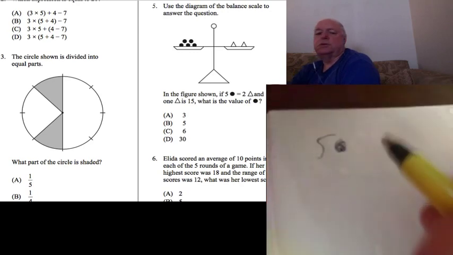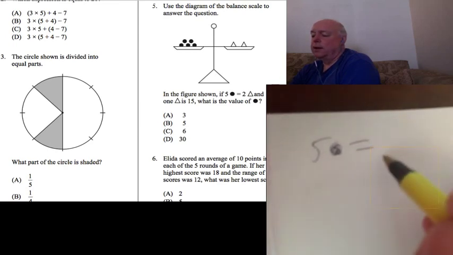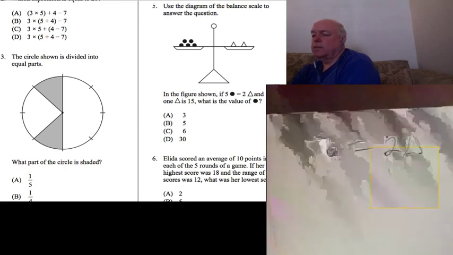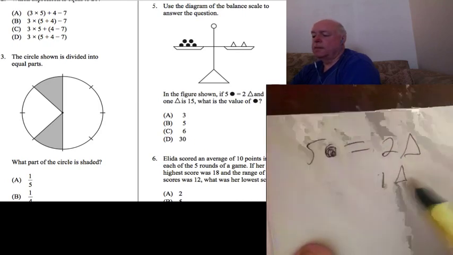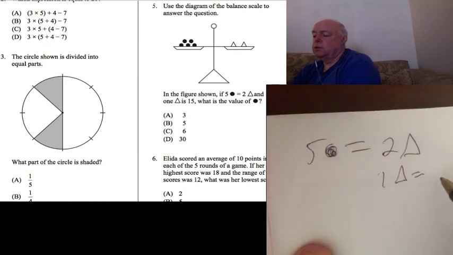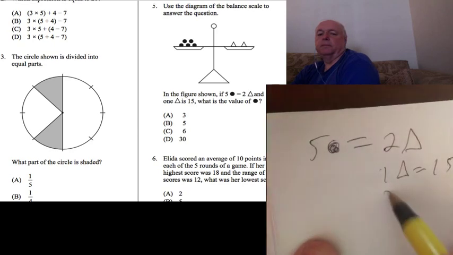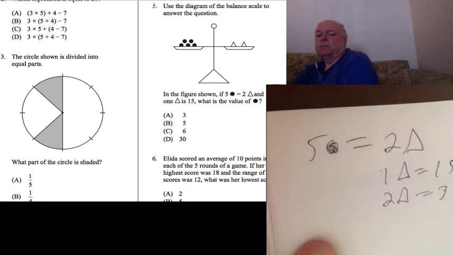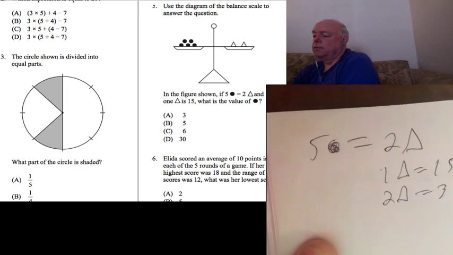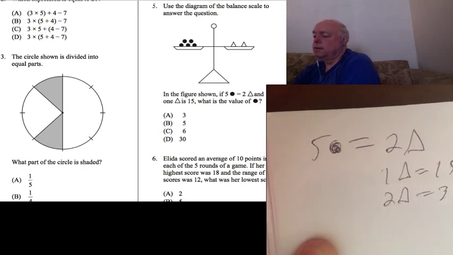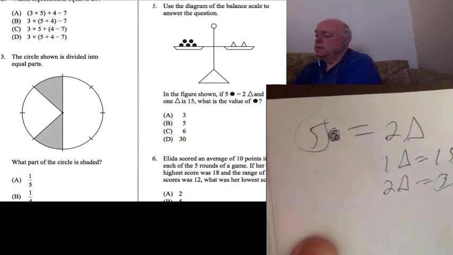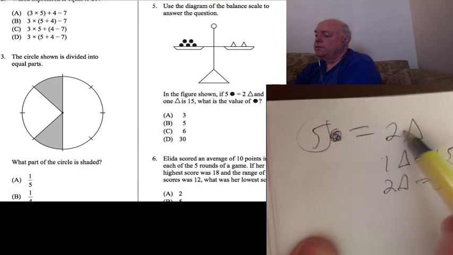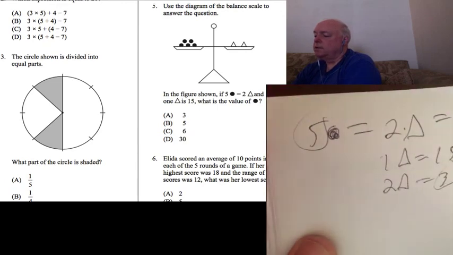So 5 balls equals 2 triangles, and 1 triangle represents 15. So that means 2 triangles would represent 30. Right? So if we bring this and this together, because it's talking about 2 triangles, this is equal to 30. So if we look at the ball as if it was x, 5x is equal to 30.